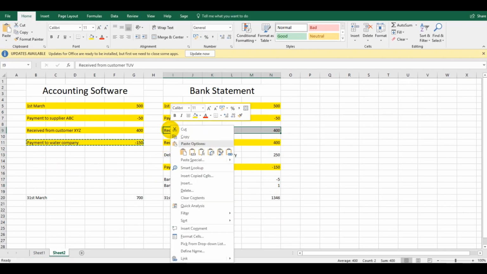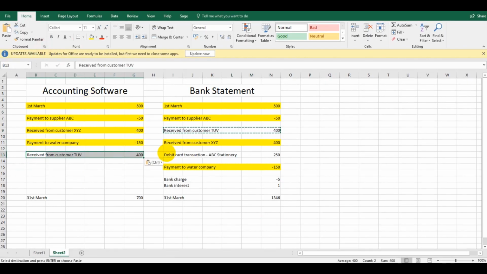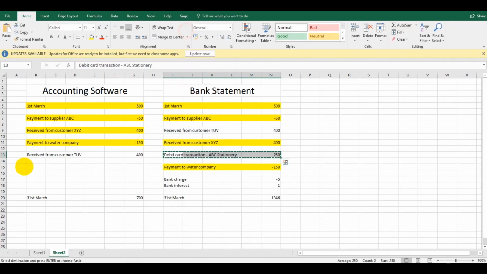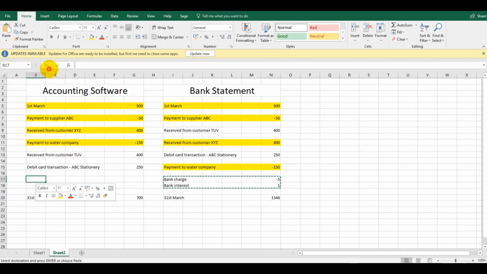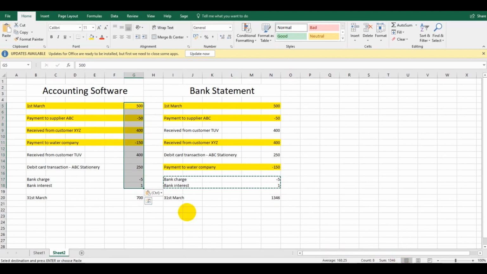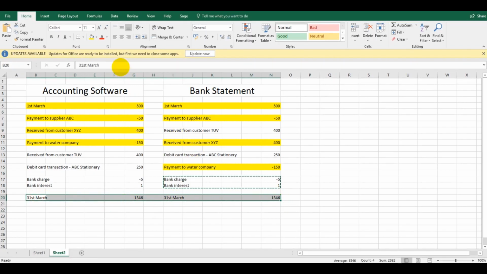And when that is done, if we were to post these transactions onto the accounting software, we would find that the bank balance is now 1,346, which is the same as the bank statement. So our bank reconciliation is now complete. We've reconciled the accounting software to the bank statement. They are matching, they are the same, and that's the end goal of the bank reconciliation, is to have the accounting records match what is actually happening with the bank account.